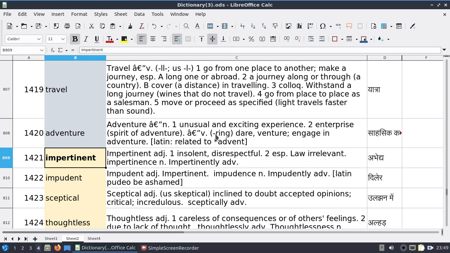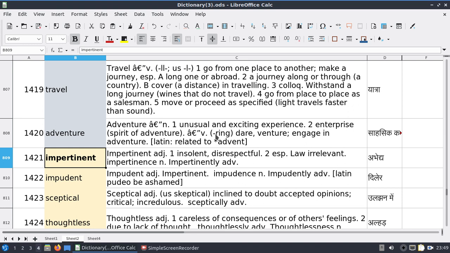Impertinent. Impertinent means disrespectful. Impertinent behavior, impertinent question. That means the question is not a respectable question. It is more insulting. Impertinent child. Okay? That means the child is disrespectful. Impudent. Impudent also means impertinent. Disrespectful only.